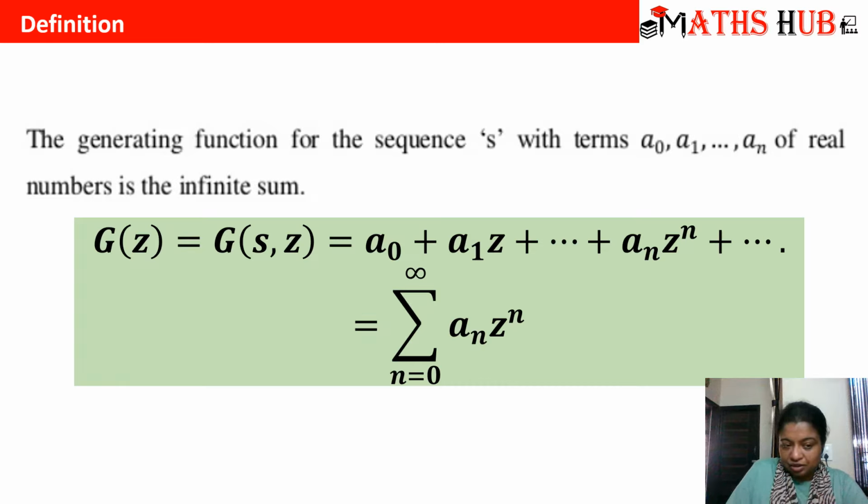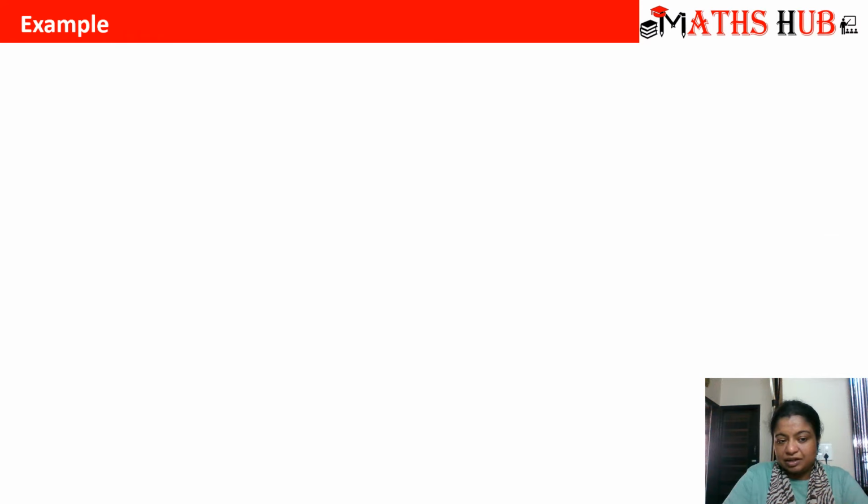So either you can denote it by gz or you can denote it as gs comma z. Right? So now let us see, for a particular sequence of terms, what are their generating functions? And then once we get the understanding of generating functions, we will use these generating functions to solve our non-homogeneous recurrence relations. Right? So let us look at the first sequence.